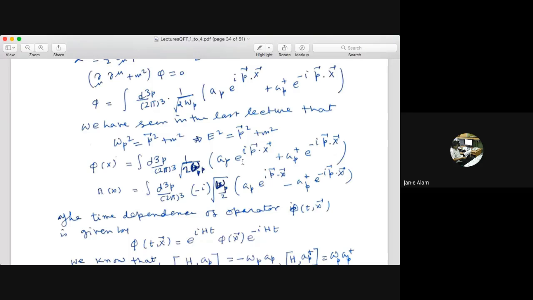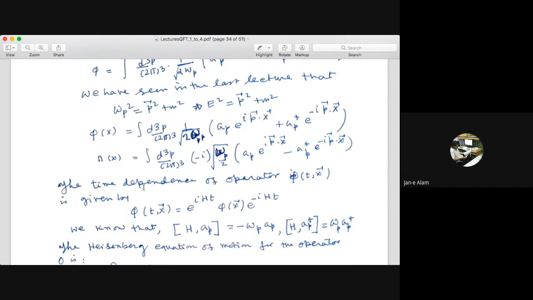And then if phi has this kind of expansion, then I have pi, which corresponds to the dynamical variable p in classical mechanics. When we went to quantum mechanics, we promoted the dynamical variable p to an operator, and if you remember correctly, it was written as minus i times root of omega by 2 times (a minus a dagger). Then I used a similar argument: because I have an infinite number of oscillators, I wrote pi of x as an integration over this, right?